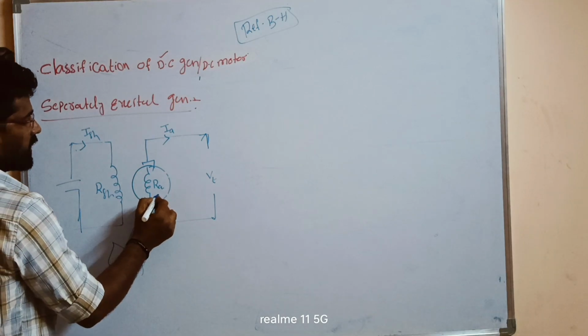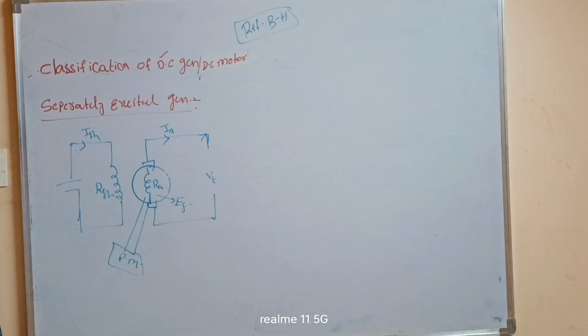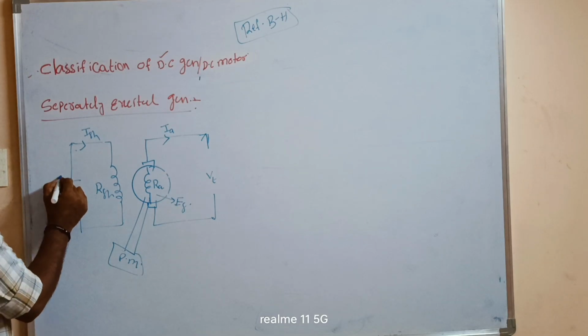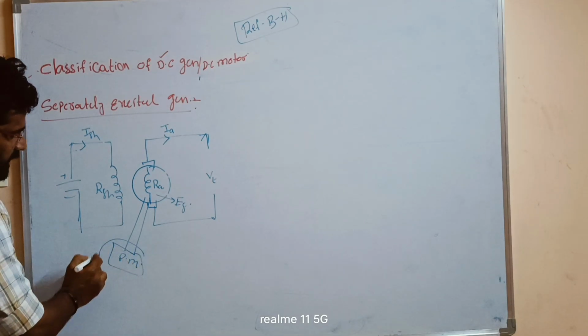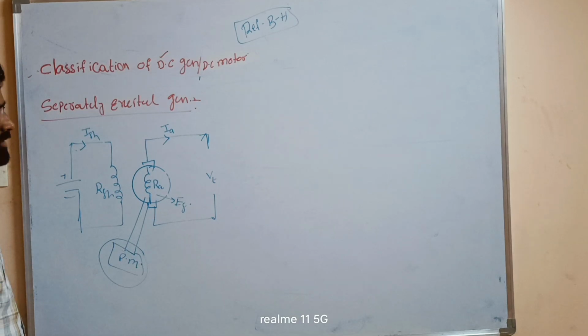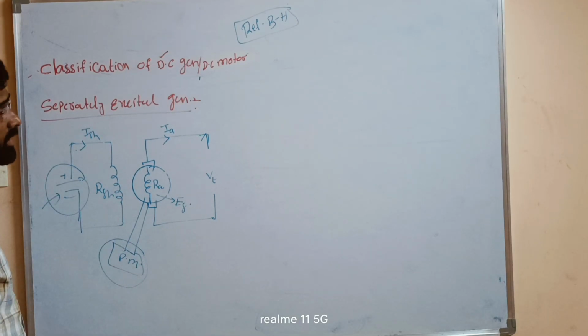So this prime mover creates some generating voltage EG. Here we can observe separately excited, nothing but these are the excitation. The prime mover is connected to one excitation. Again here is some battery supply, connected to another excitation.